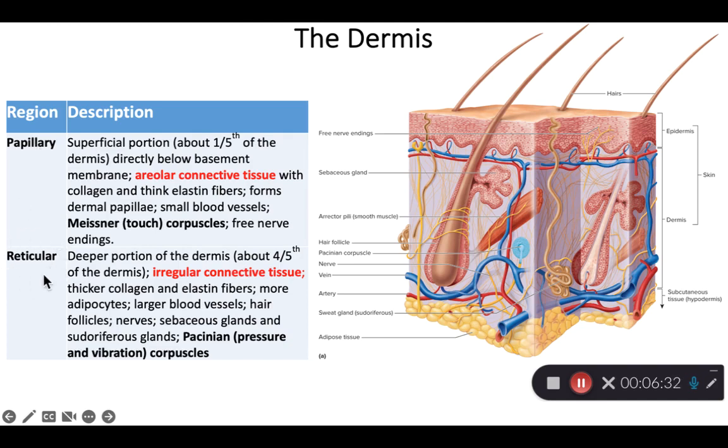That tends to be a little confusing because in the tissue chapter, we learned about a tissue called reticular connective tissue. But that tissue is not found in this region. It's irregular connective tissue. So they kind of made a mistake naming it because it's going to confuse A&P1 students. So keep in mind the reticular region of your dermis is not reticular connective tissue. It is irregular connective tissue.